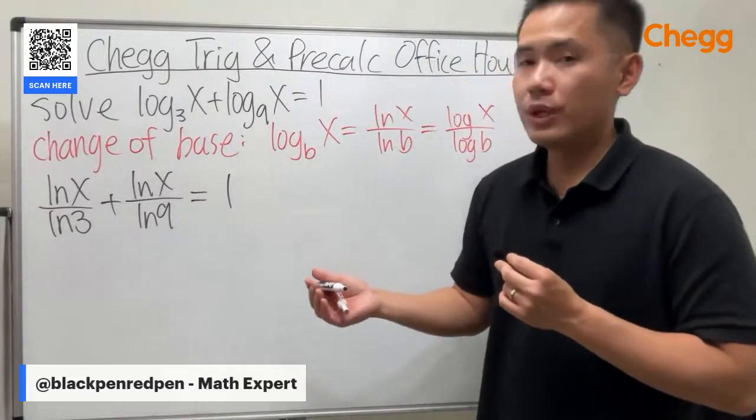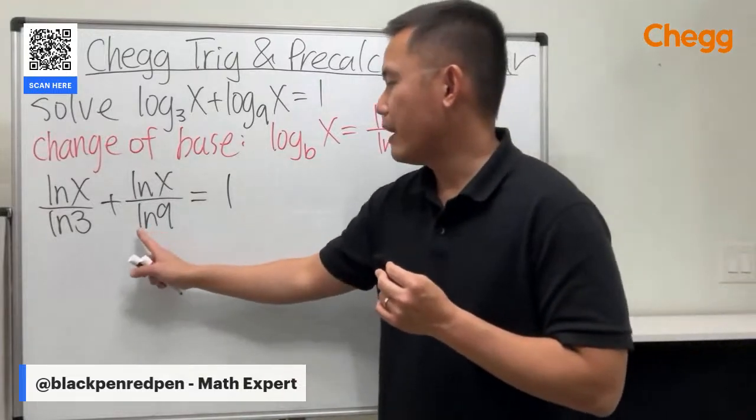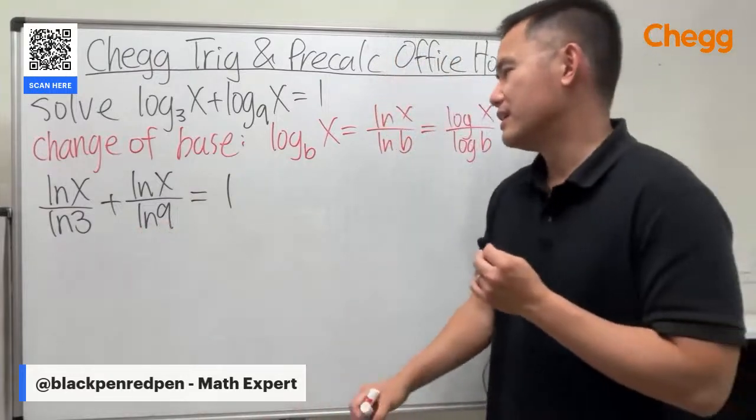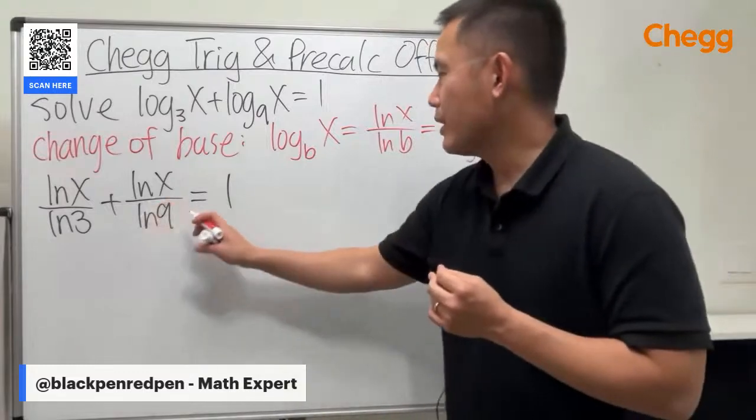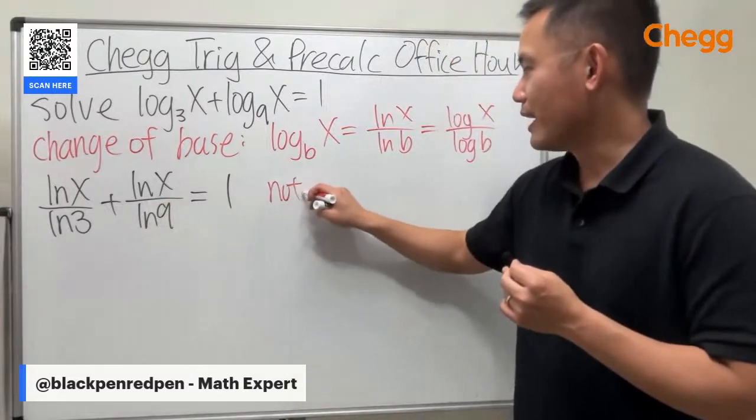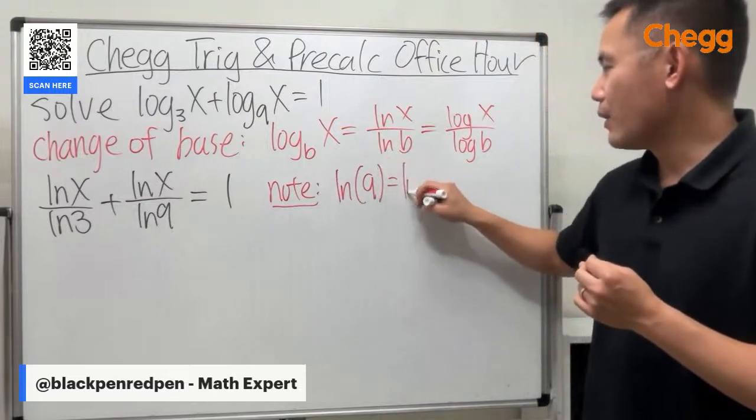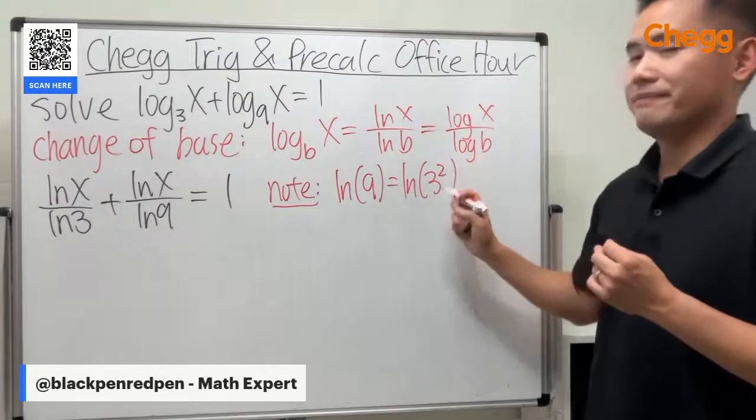Now it depends on how you would like to solve it. Notice here we have ln of 9. We can actually fix it a little bit. This is how I can do it for you guys though. Right here, I will just make another note: ln 9 is the same as ln of 3 squared.